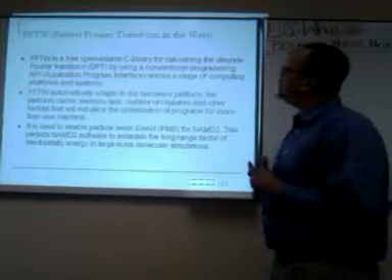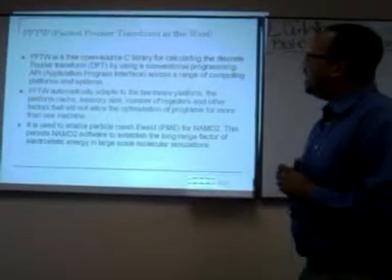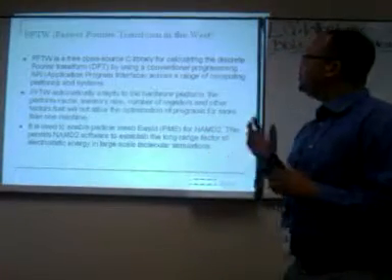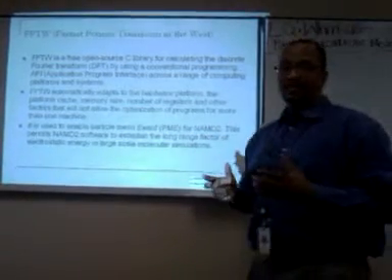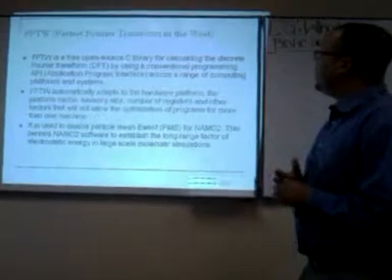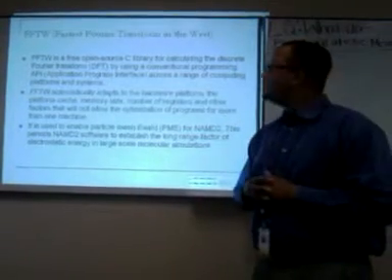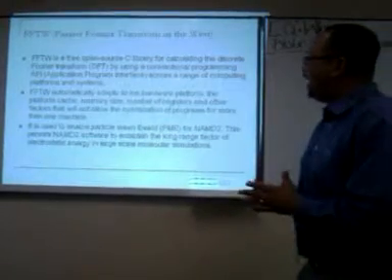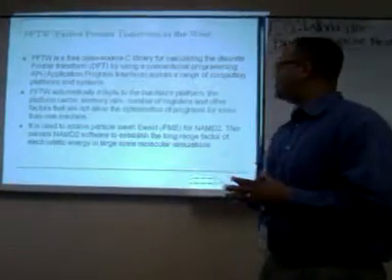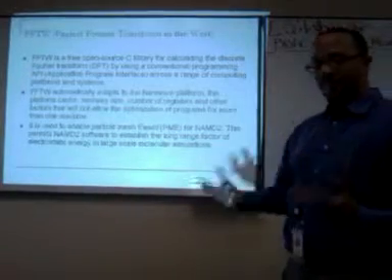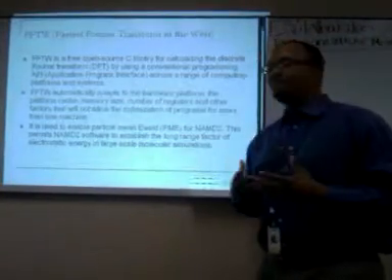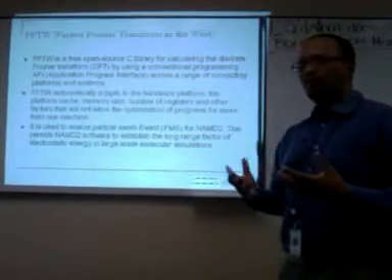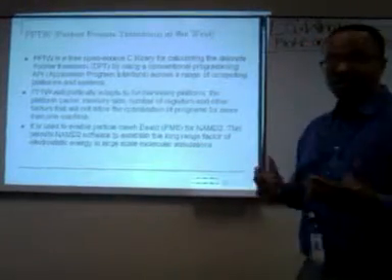FFTW, Fastest Fourier Transform in the West. This software is also a free open source C library, and it's used to calculate the discrete Fourier transform, DFT, by using conventional application programming interface across a range of computing platforms and systems. FFTW automatically adapts to the hardware platform, the platform's cache, memory size, number of registers, and other factors that will not allow the optimization of programs for more than one machine.